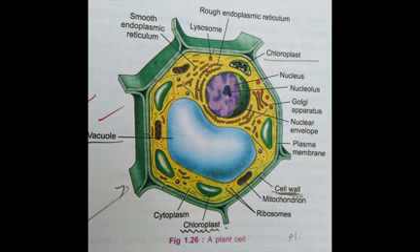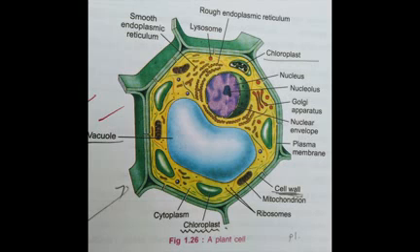Next we'll come to the next point, that is cell wall. I told you earlier that only plant cells contain a cell wall. Animal cells don't have any cell wall. Now, the cell wall is a rigid, non-living boundary wall outside the cell membrane in plant cells. It is mainly made of a substance called cellulose. Cell wall is made up of cellulose.